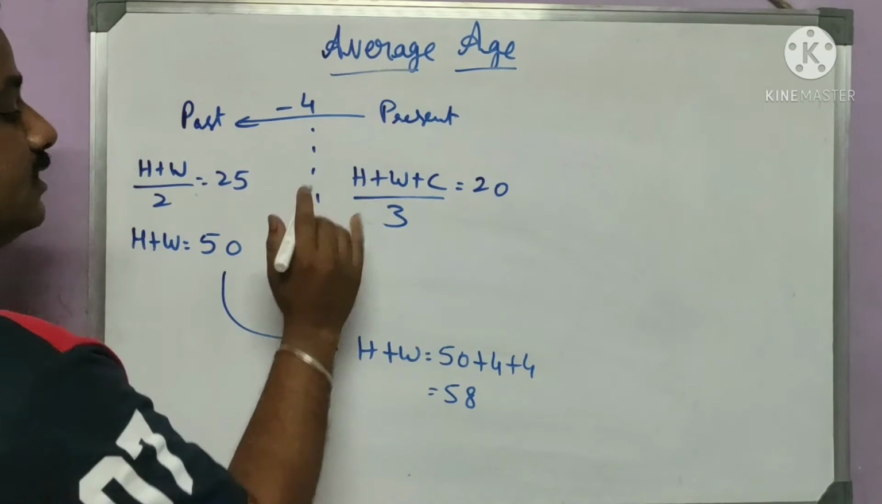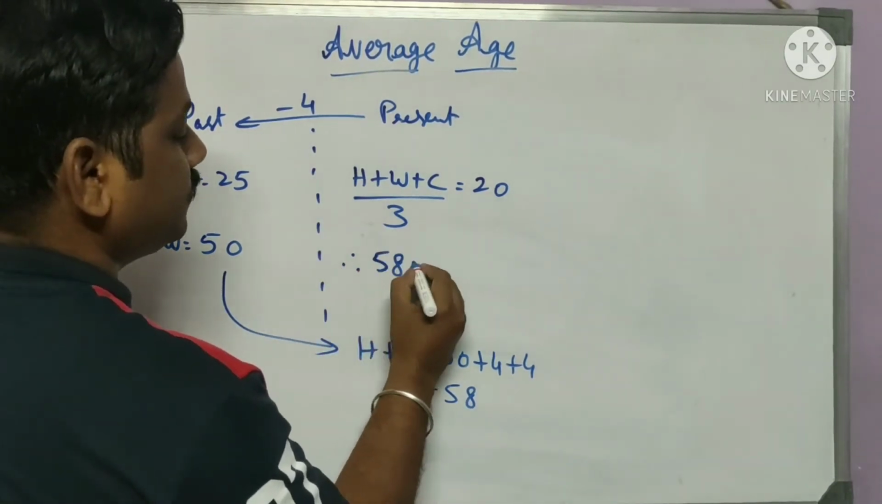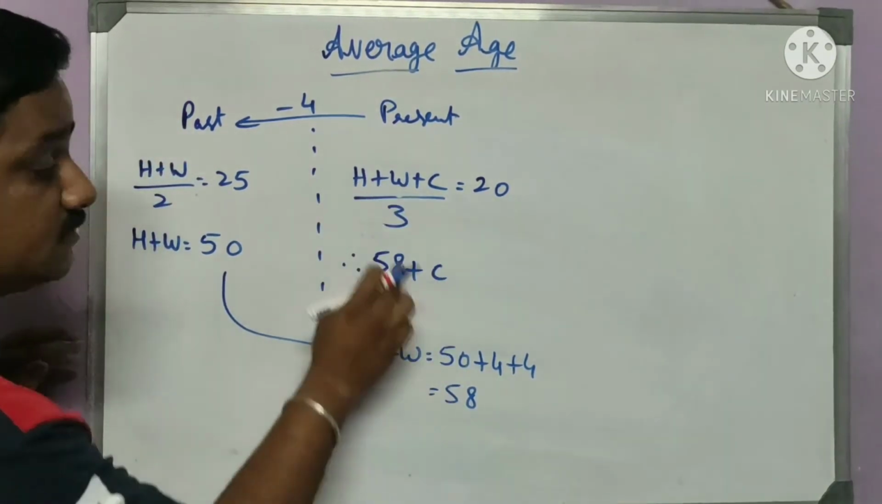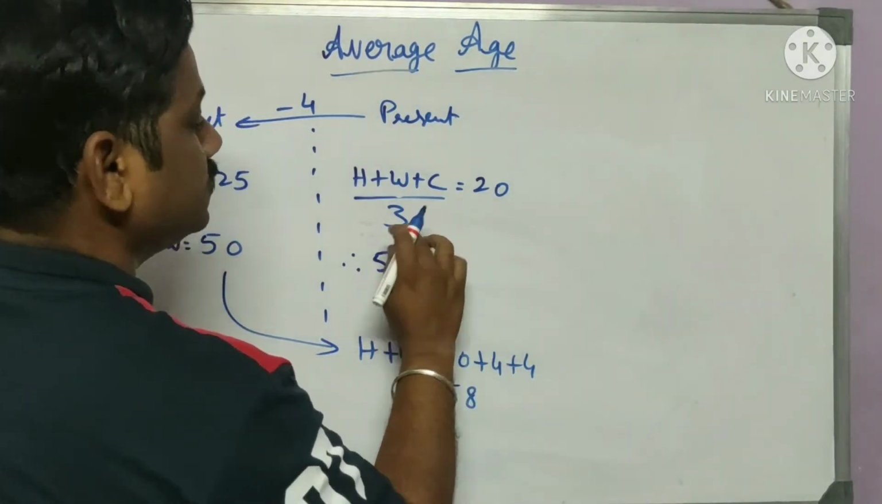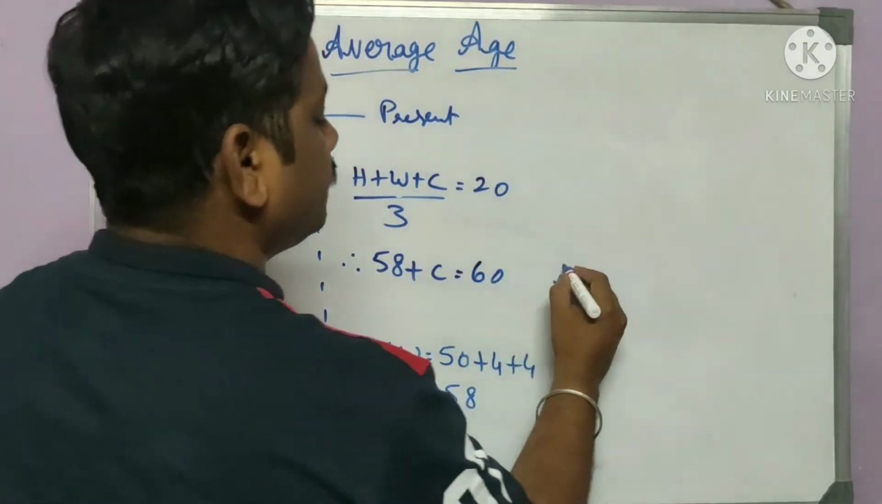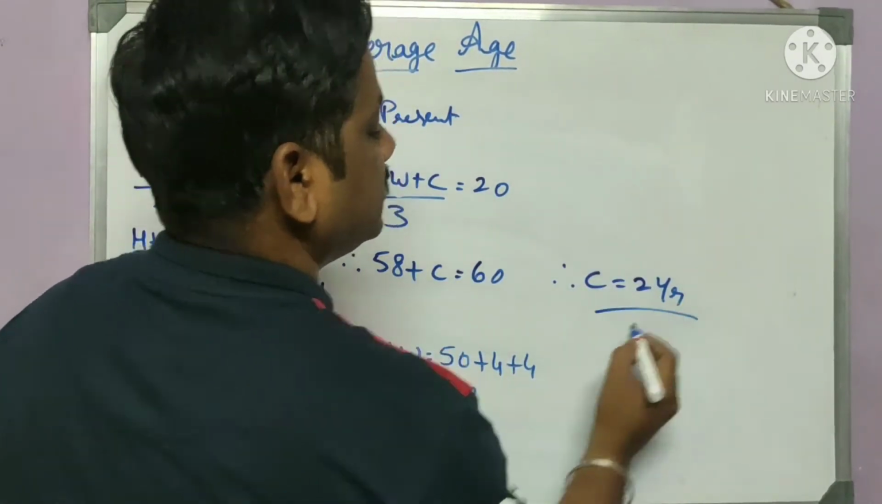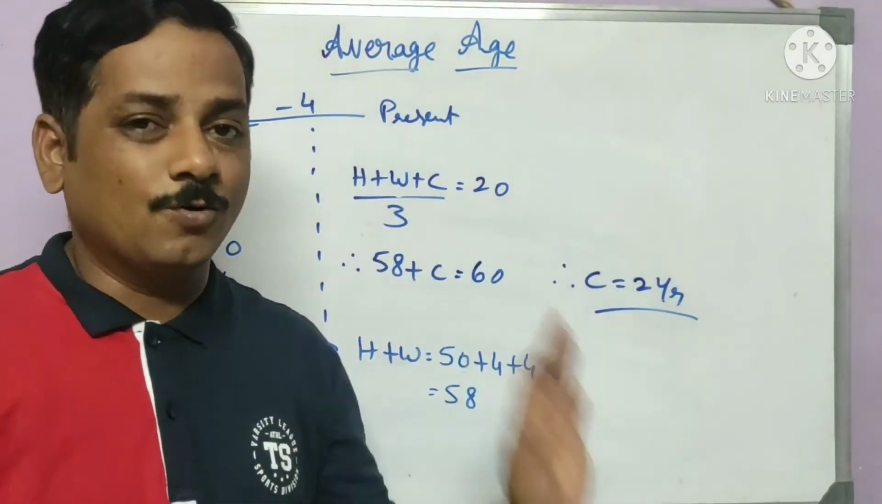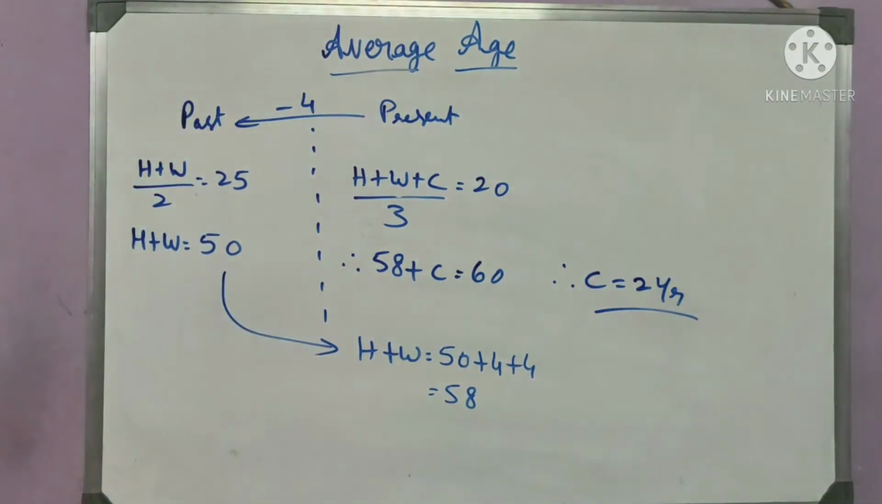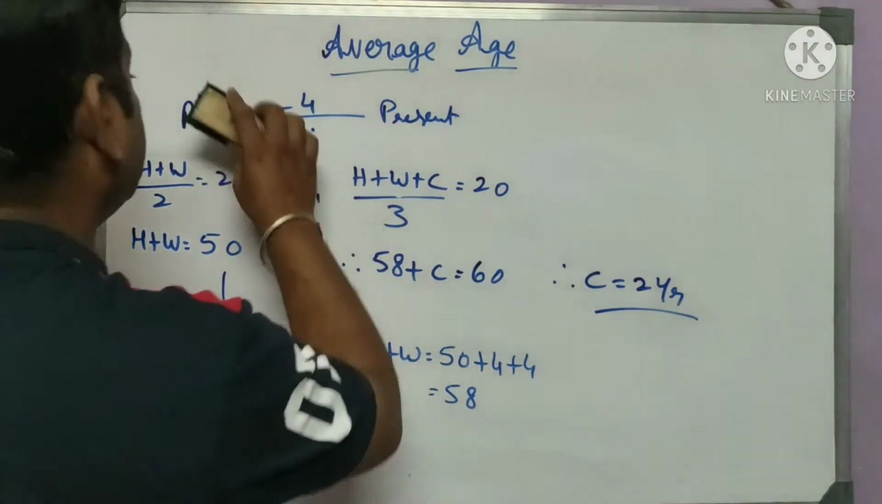Now you can substitute it here. Therefore, 58 plus child, substituting 58 in place of H plus W, is equal to 3 into 20, which is 60. Therefore, the age of the child will be 60 minus 58, that is 2 years. The child is 2 years old. So this is the easiest way of getting the answer. The only thing is, you have to understand the statement clearly.